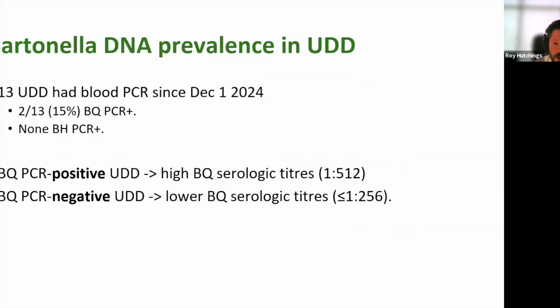Now, among those that were PCR positive, they had high serologic titers, up to 1 in 512. And amongst those that had negative PCR results, they had lower serologic titers, 1 in 256 and less, though 1 in 256 is not necessarily low. But I think this supports that high serologic titers are indicating a significant infection and were therefore detectable by blood PCR.